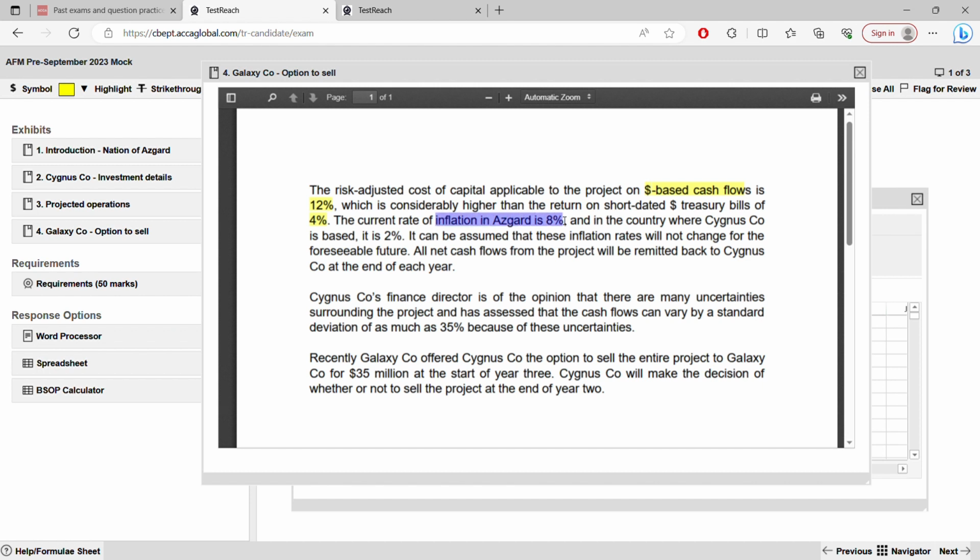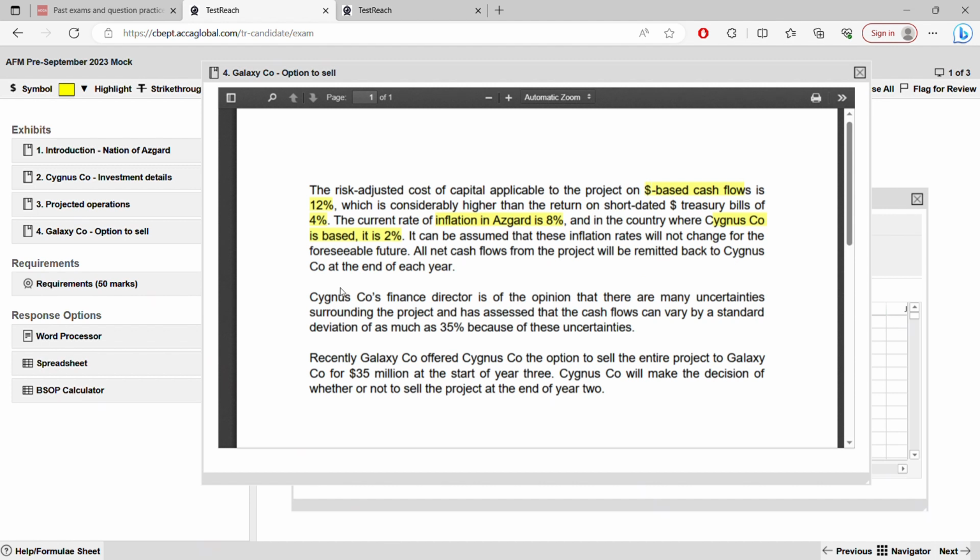Inflation in ASCA is 8% and inflation in the company where it is based, it is 2%. So you can calculate the difference of the inflation of the two countries and predict exchange rate. Okay. It is as if exchange rate will not change for the foreseeable future. Okay. And all cash flows will be remitted back to this company.